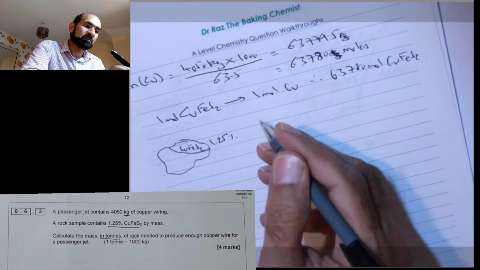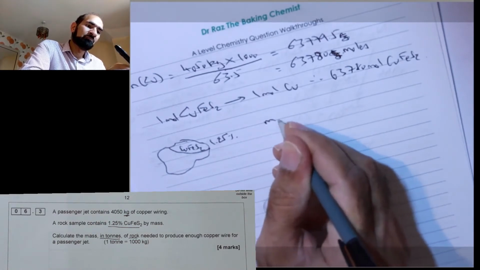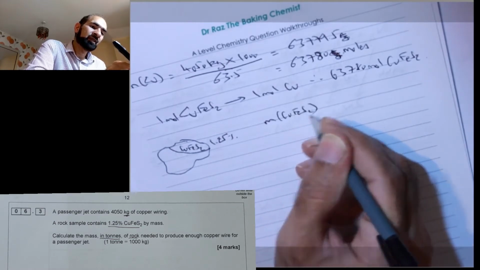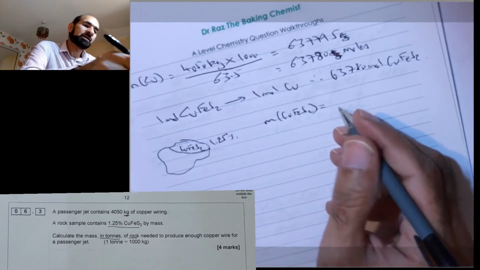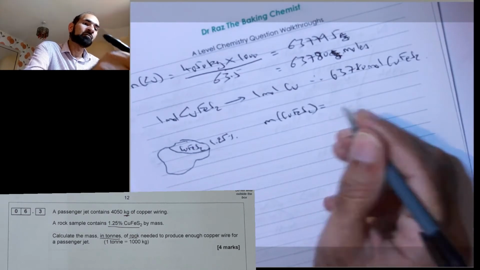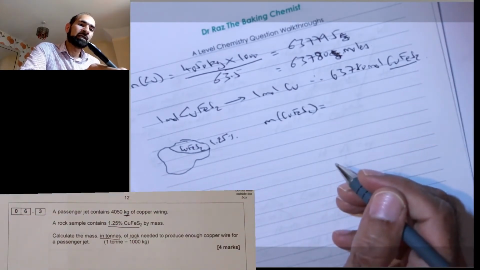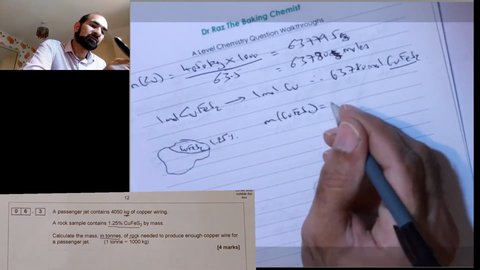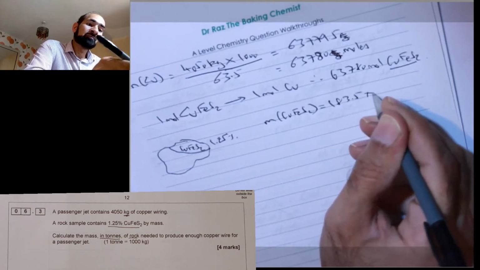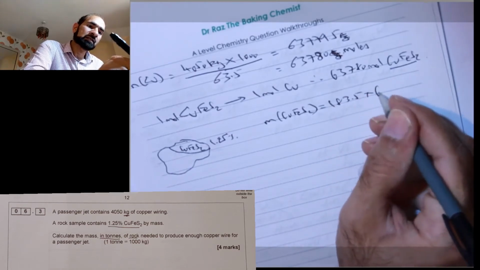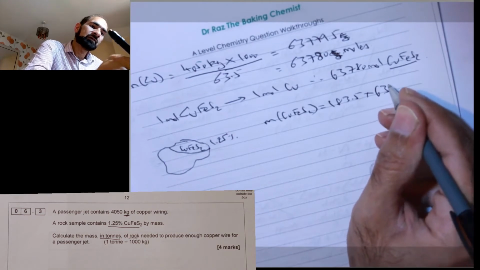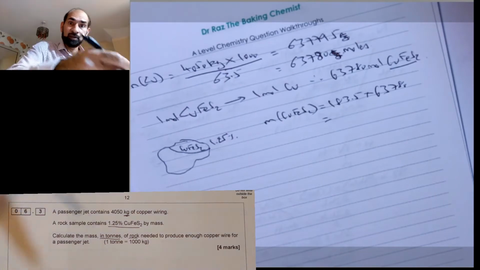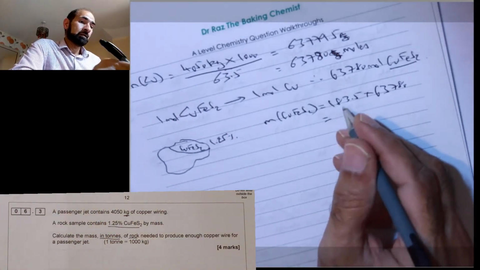So the mass of CuFeS2, using the same equation, mass equals Mr times moles. So that means the Mr of CuFeS2, which again you can look up in the periodic table, is 183.5, multiplied by moles, 63780. And that gives you, wow, a big number.